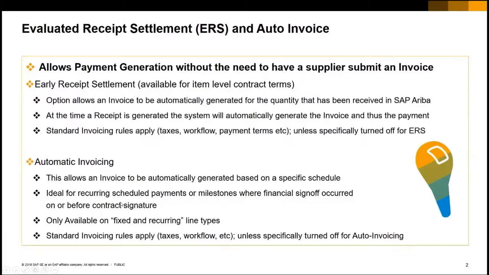So we'll go through a brief intro, which is that evaluated receipt settlement automatically creates an invoice, i.e. a payment, based upon the receipt of goods. So you don't need the supplier to invoice you. Automatic invoicing applies for fixed and recurring payments that are on a schedule, like leases, software agreements, things of that nature that are known amounts that need to be paid on a scheduled date. You can simplify, make sure that you're getting payment discounts and things like that, and not have to hassle with tracking down vendor invoices, etc. Both are great options.